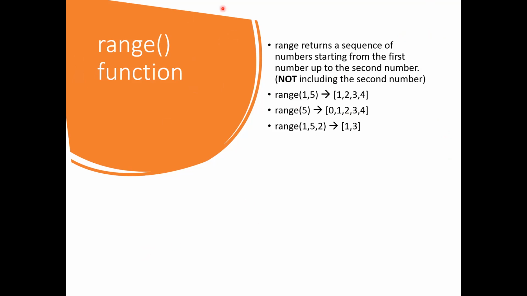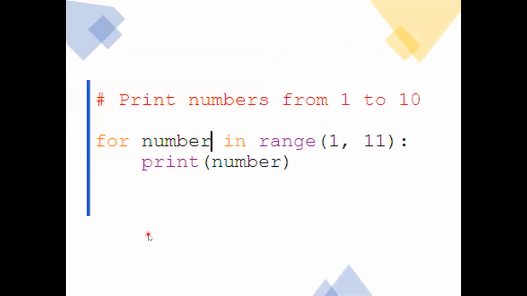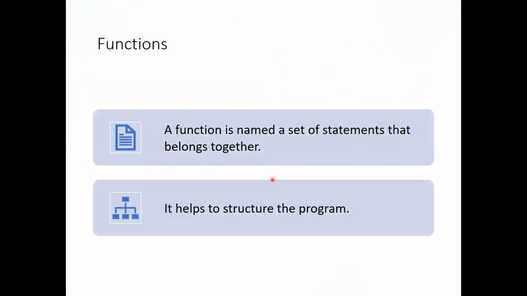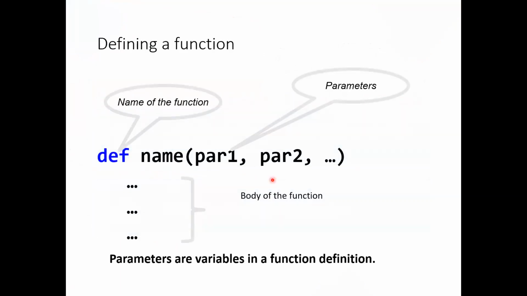Okay, so we'll be discussing the range function, which is used with the for loop. For example, in this one, the variable number goes in the range of 1 comma 11, meaning you start with 1 and go up to 10. So it will print numbers from 1 to 10. So this is what we discussed last time.